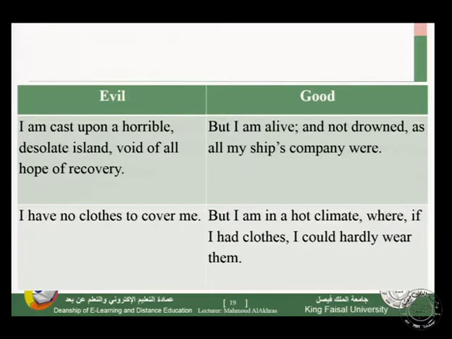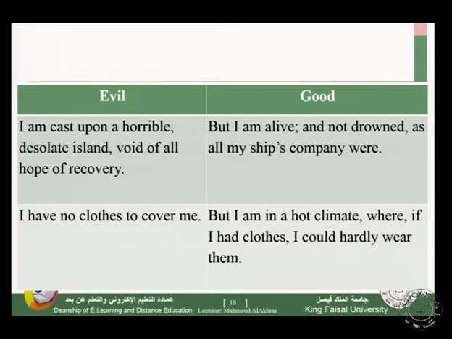The first situation, he writes, I am cast upon a horrible, desolate island, void of all hope of recovery. He is isolated and alone now. This is evil. The good thing about this situation: but I am alive and not drowned, as all my ship's company were. He can sense that even though he is sad, he is lucky. He is the only survivor of this ship.